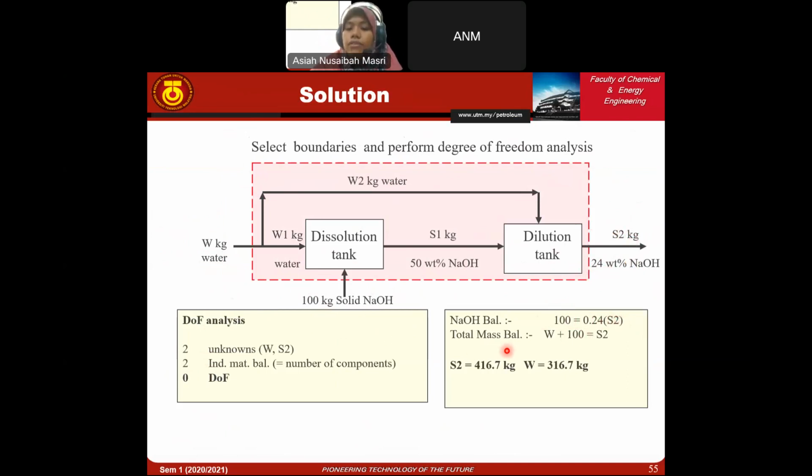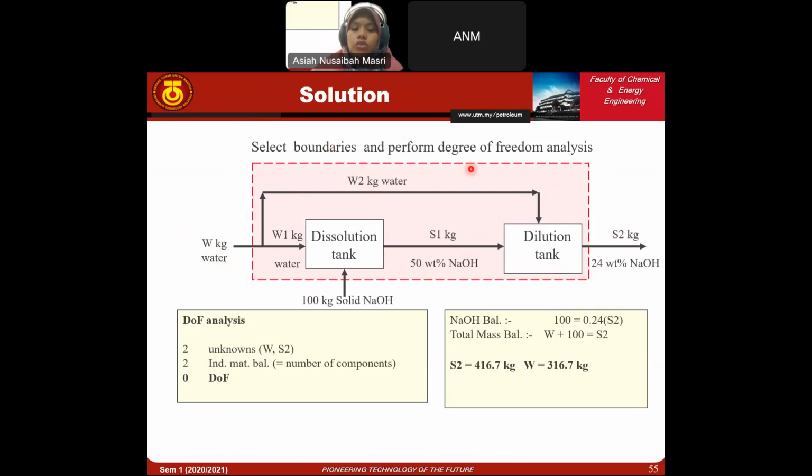Then we have the total mass balance. The total mass balance will simply be W plus 100 equals S2. S2 we solved already, so we are able to solve for W. Now we get S2 is 416.7 kilogram, and W is 316.7 kilogram. So we have solved for S2, and we have solved for W.